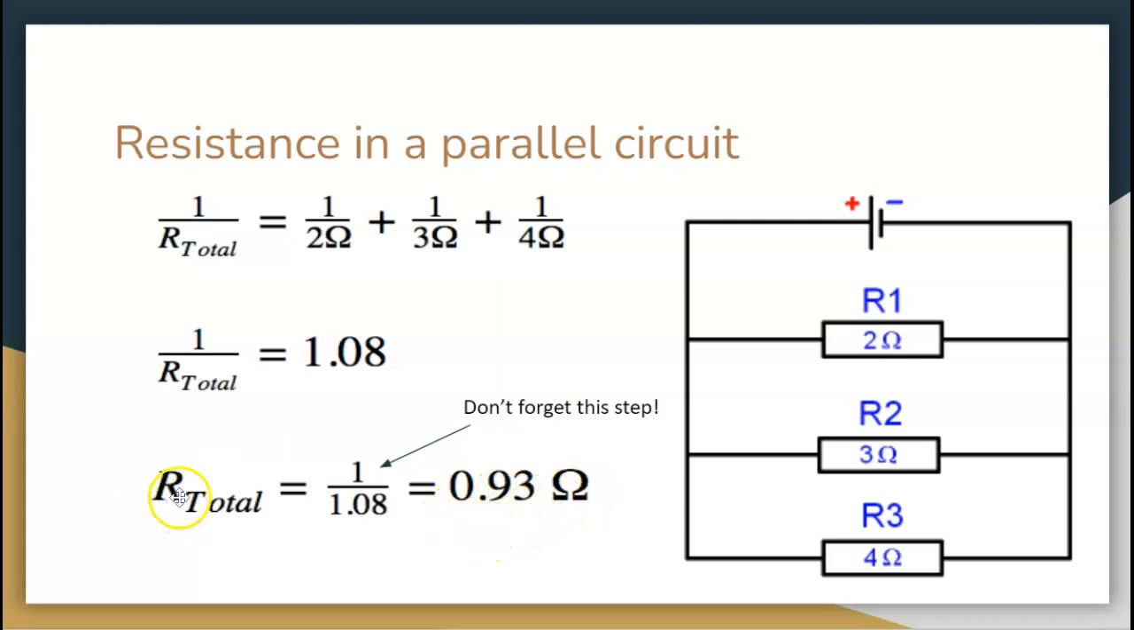All right? You can go through, you can do the algebra to see how we got from here to there. It works out. Or if you just want to kind of remember that you have to take 1 divided by whatever answer you got up here, that'll get you your total resistance for the circuit.